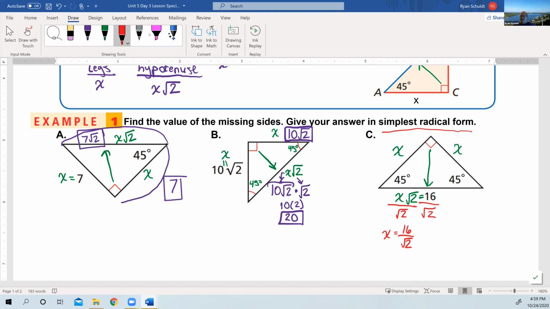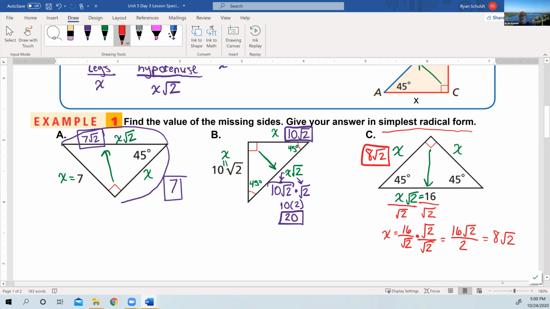But I can't leave it like that. Remember on day 1, I said this was bad juju. We've got to multiply by our special number 1 here. So we're going to get 16 square roots of 2 divided by 2, which can be reduced to 8 square roots of 2. This is our x. So this side is 8 square roots of 2. Done. This side is 8 square roots of 2. Done.